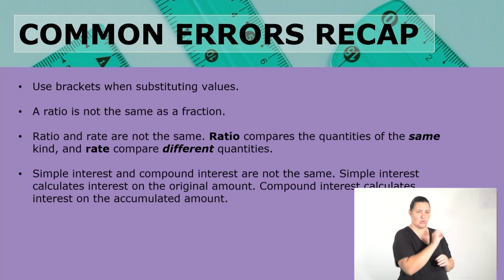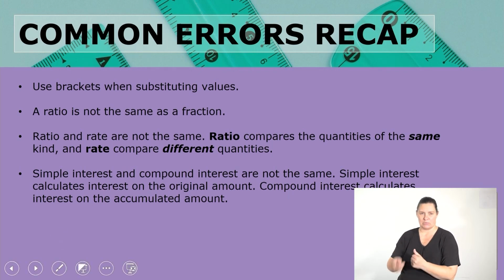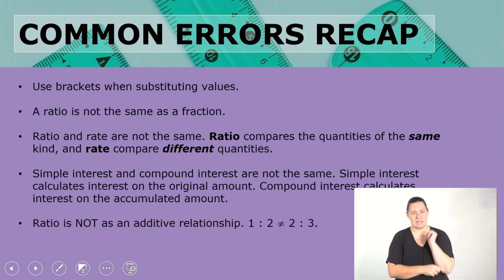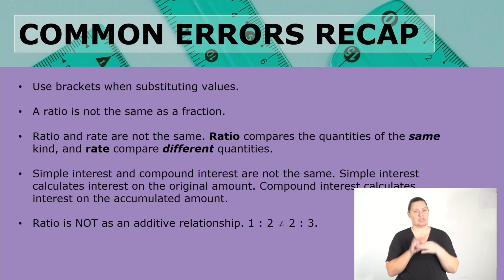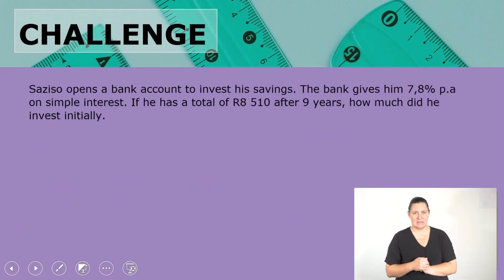Simple interest calculates interest on the original amount, and compound interest calculates interest on the accumulated amount. And lastly, ratio is not an additive relationship. So 1:2 cannot change to become 2:3. So you need to remember those common errors. Let's end off with a challenge.